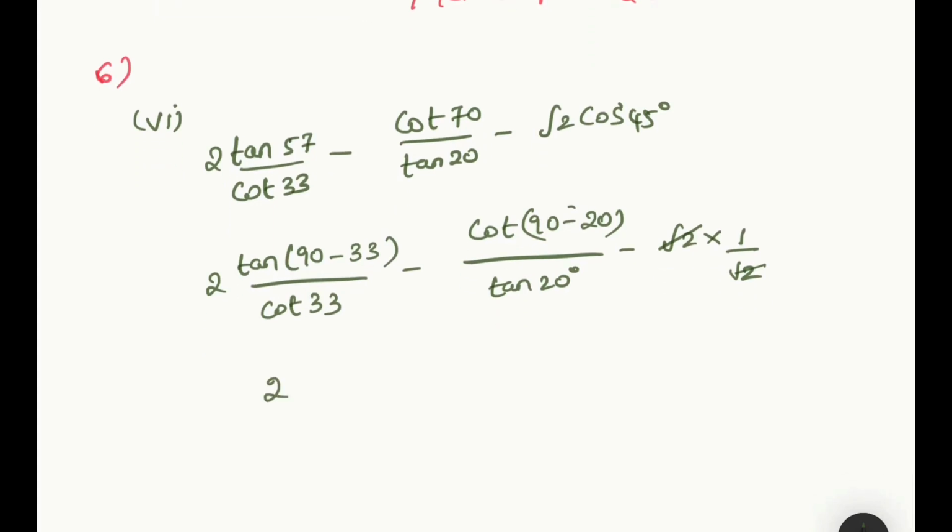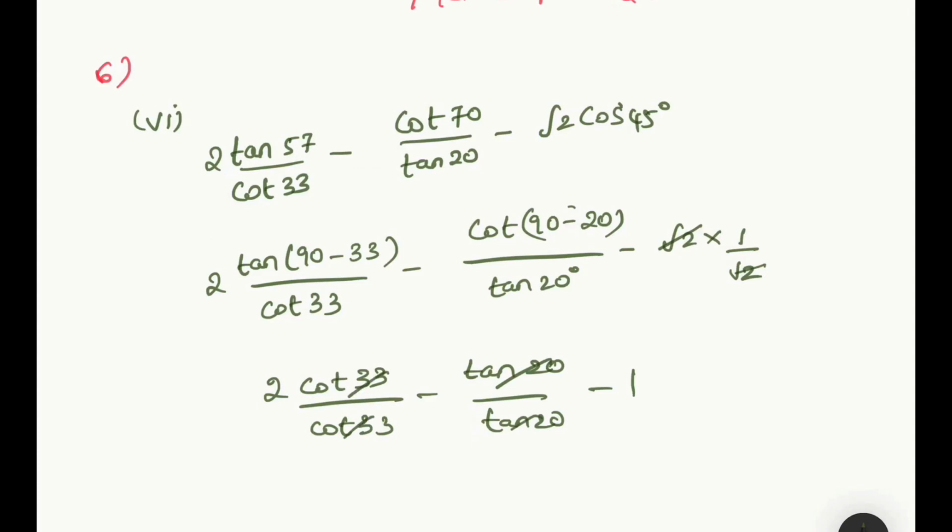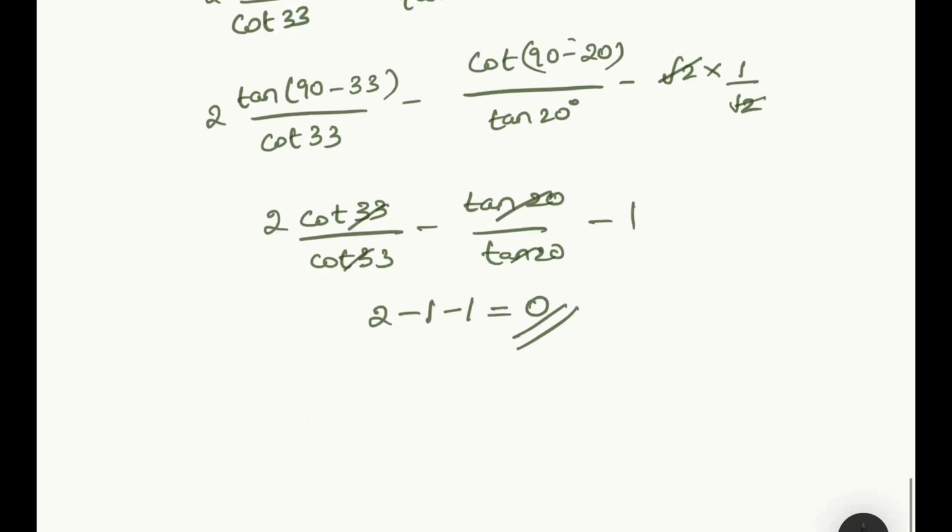Here what do I get? 2 times tan(90 - 33), so I can write as cot 33 by cot 33 minus cot(90 - 20) can be written as tan 20 by tan 20 minus 1. Cancel them. So you'll get 2 minus 1 minus 1. That is equal to 0. Hope it's clear.